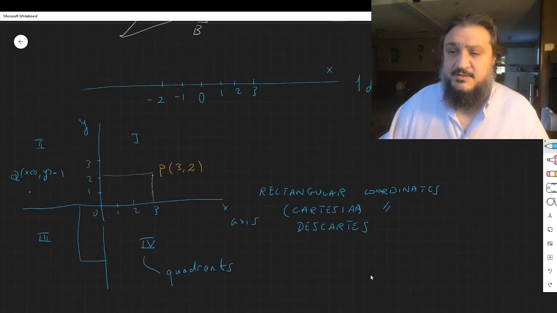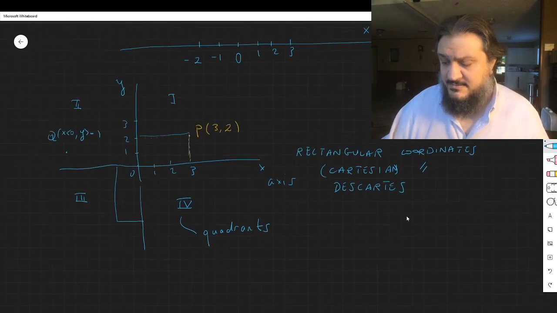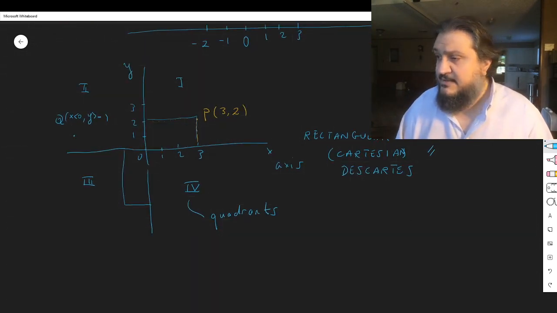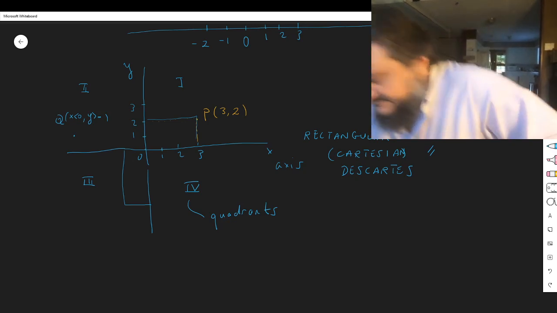Of course, you can do it in 3D as well, right? In 3D, you will have 3 axes.